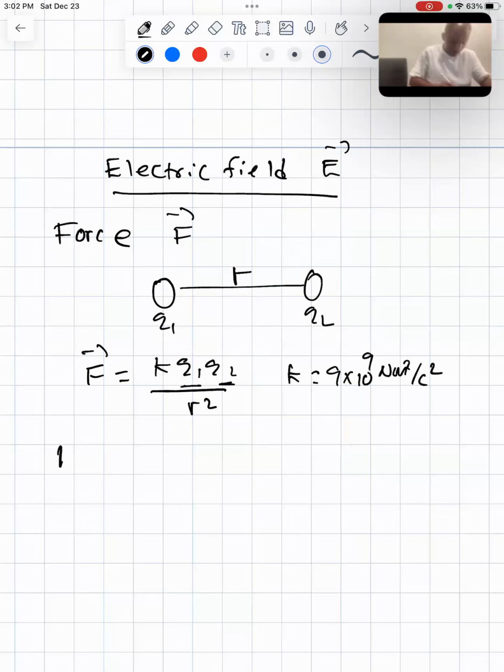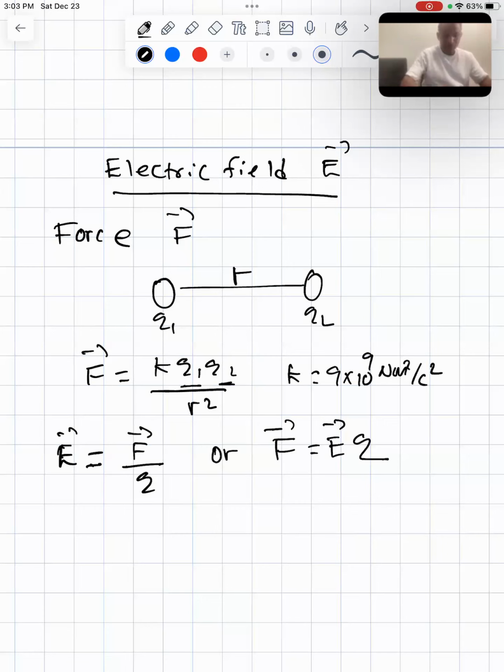Now, electric field by definition from now on is just force divided by charge. It's a vector quantity, or in other words, force is nothing else but electric field times charge. Okay. Now I'm done. So today's lecture is going to be electric field for a point particle.